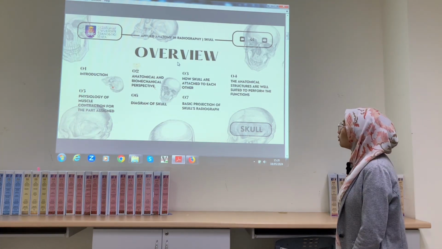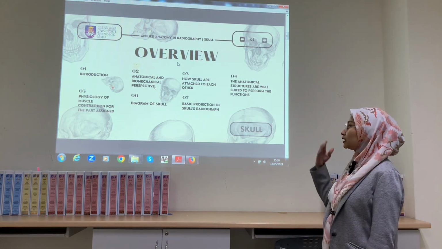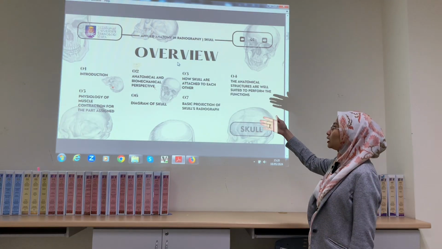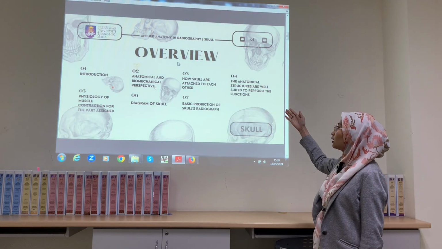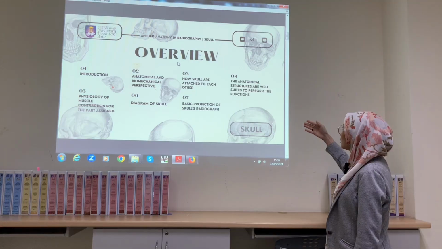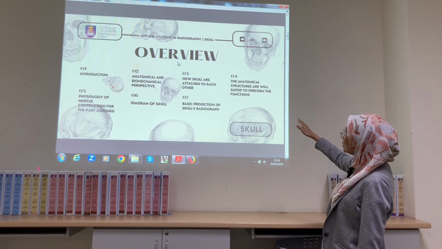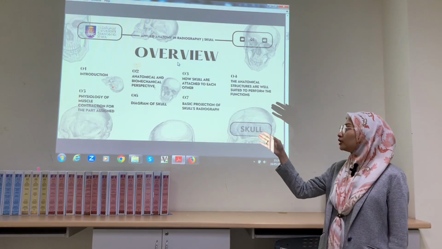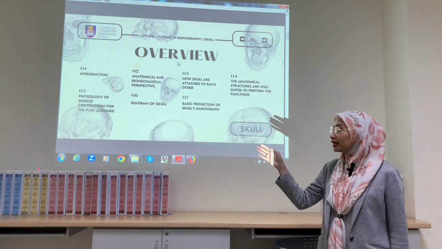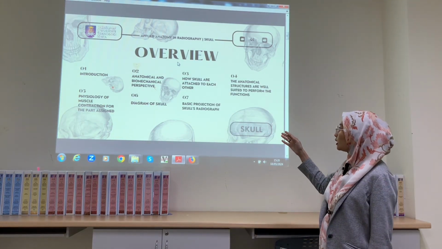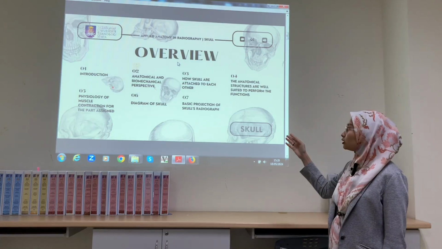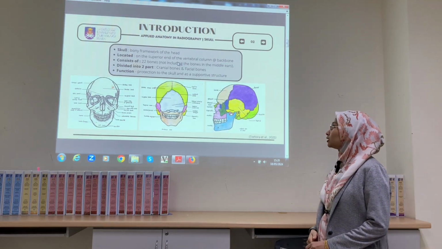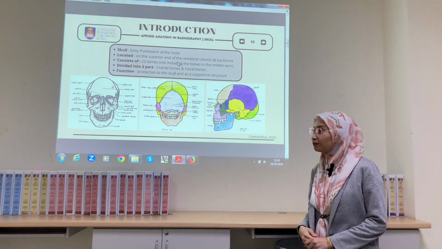So here is our overview of the presentation. First, introduction, then anatomical and biomechanical perspective: how the skull attaches to each other, and how the anatomical structures are well suited to perform the function, and physiology of muscle contraction for the part assigned, the diagram of the skull, and lastly, basic projection of skull radiograph. So here is the introduction of our presentation.